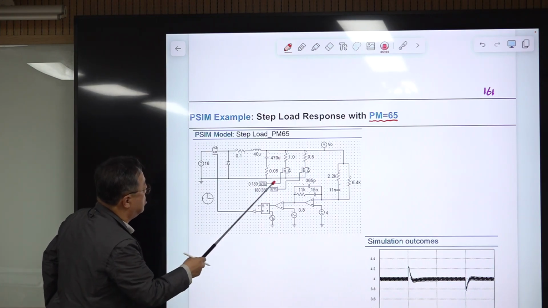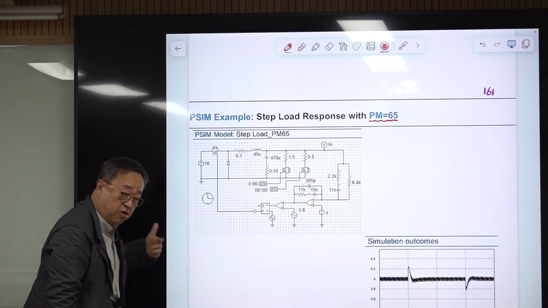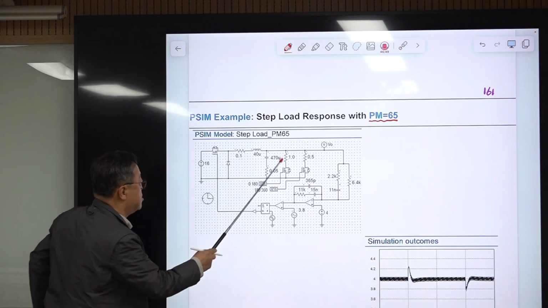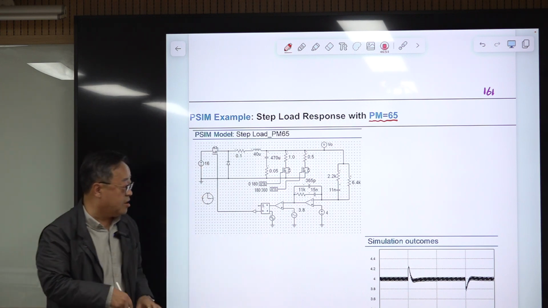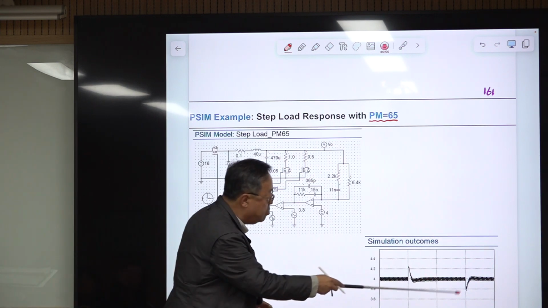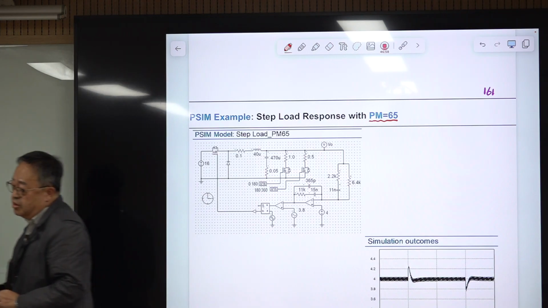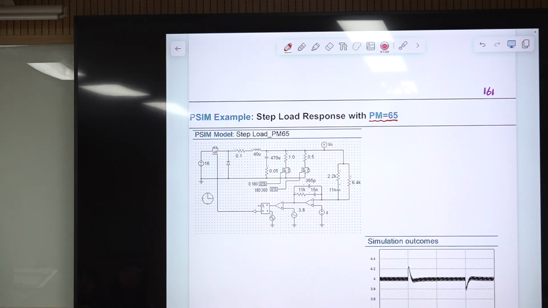So this switch drive signal is working in a complementary fashion. So this value alternates between 1 ohm and 0.5 ohm, something like that. So this is the simulation result of our voltage. The response is excellent.